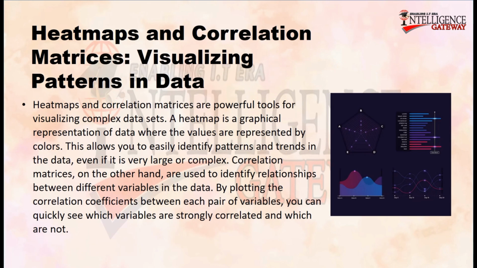Heat maps and correlation matrices, visualizing patterns in data. Heat maps and correlation matrices are powerful tools for visualizing complex data sets. A heat map is a graphical representation of data where the values are represented by colors. This allows you to easily identify patterns and trends in the data, even if it is very large or complex. Correlation matrices, on the other hand, are used to identify relationships between different variables in the data. By plotting the correlation coefficients between each pair of variables, you can quickly see which variables are strongly correlated and which are not.